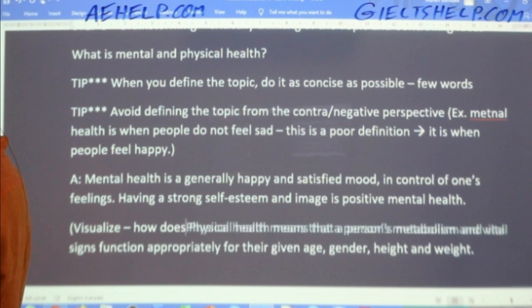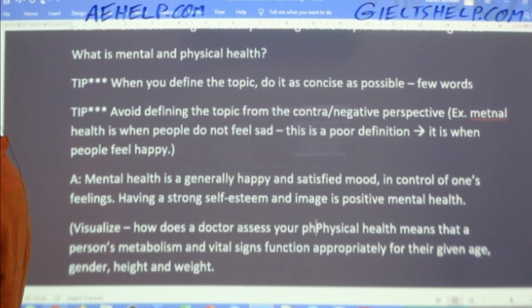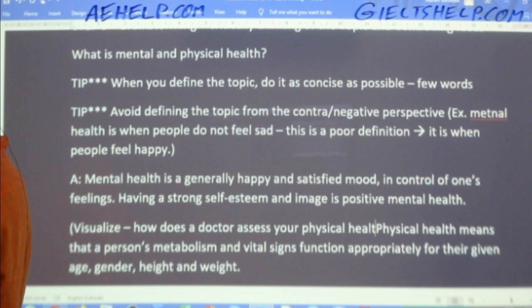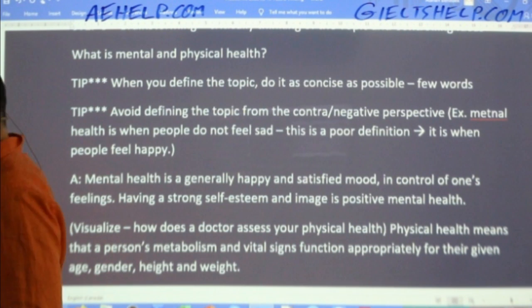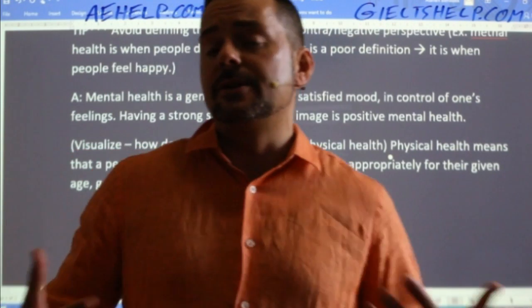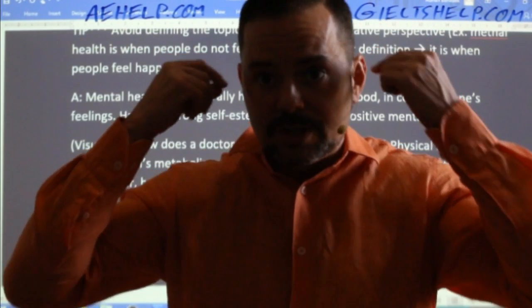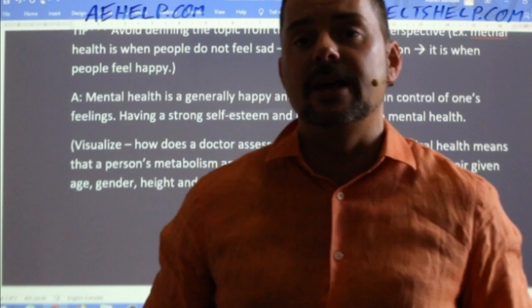how does a doctor assess your physical health? Okay. So if you think about the doctor and you think about, well, how does a doctor measure my physical health? They put in their stethoscope, right? They listen to your heartbeat. They measure your pulse. They measure your blood pressure. They measure your height. They measure your weight.